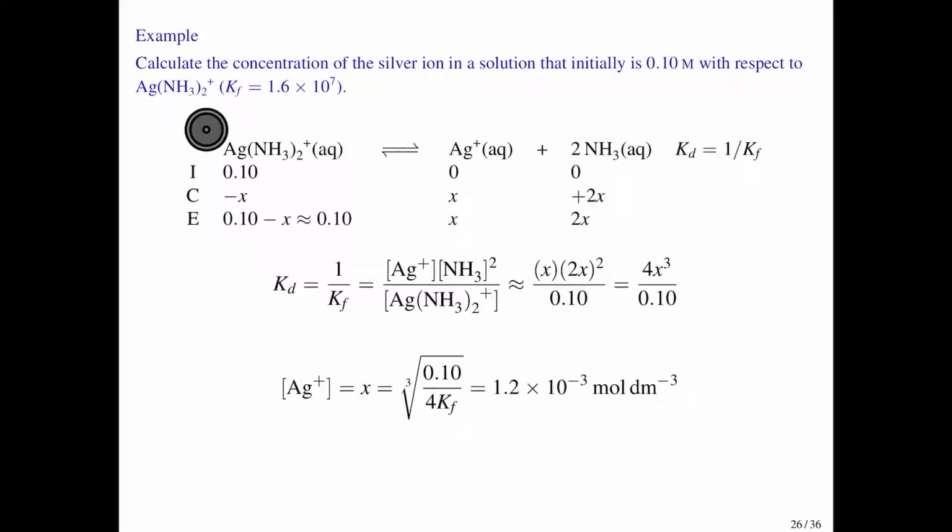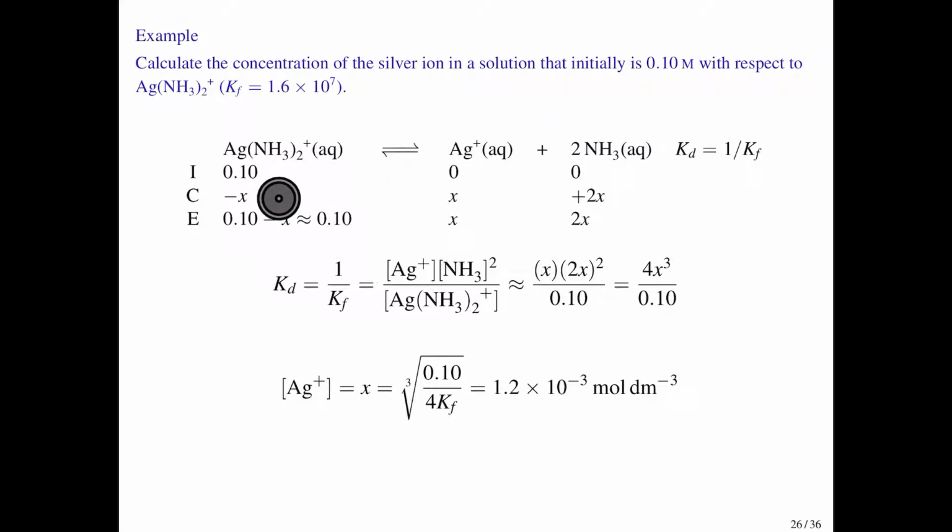In this case, we're working the problem backwards. We're starting off with the concentration of the complex ion, and then we want to calculate the amount of silver ion at equilibrium. So we're going to work this as a dissociation problem. So we're going to take the complex ion, we're going to set up an ICE table. So our initial concentration of the complex ion is 0.1. Initially, we don't have any silver or ammonia present in this particular problem.